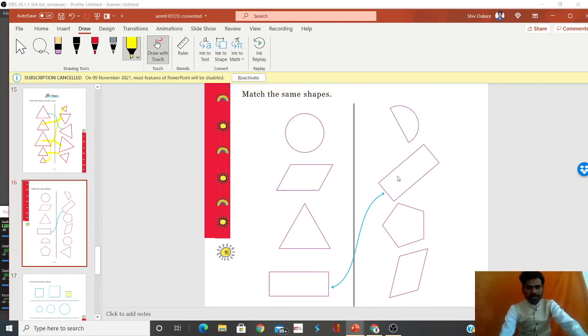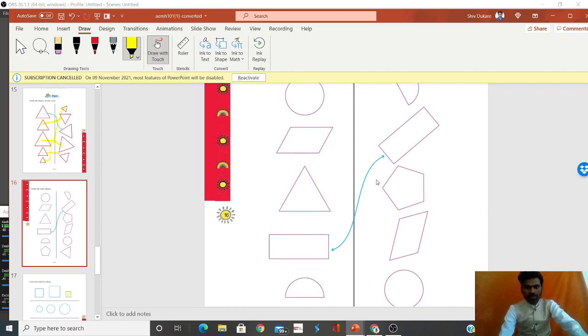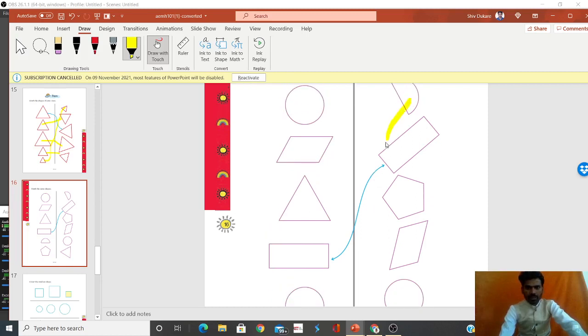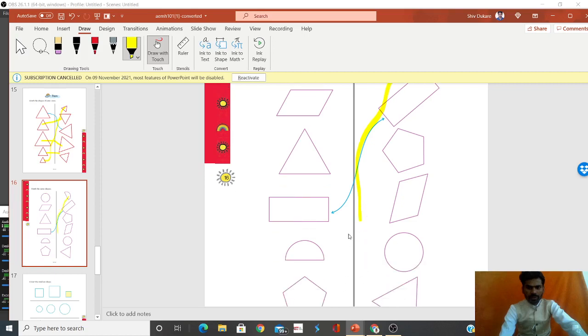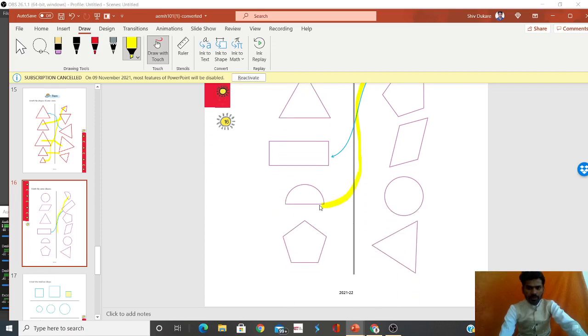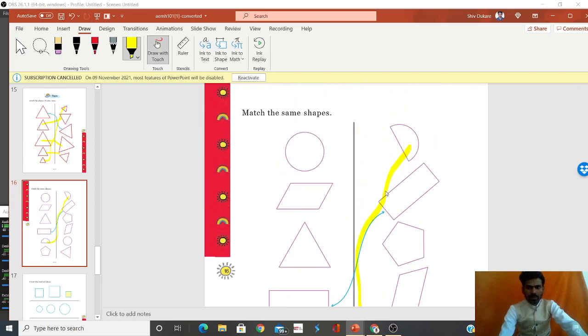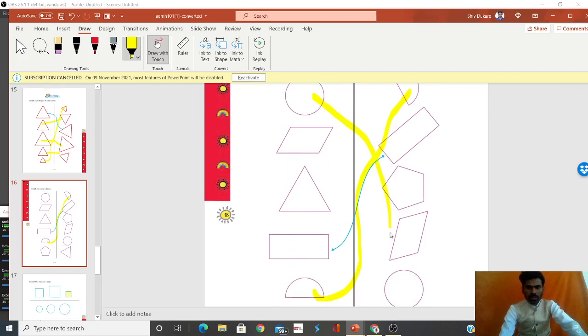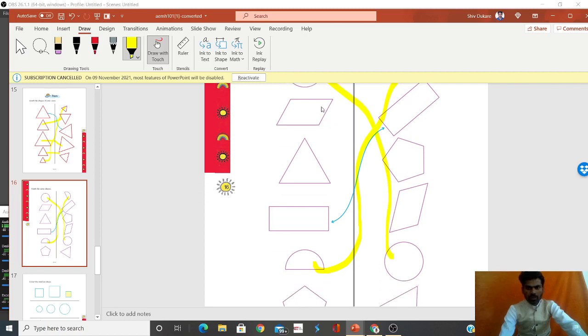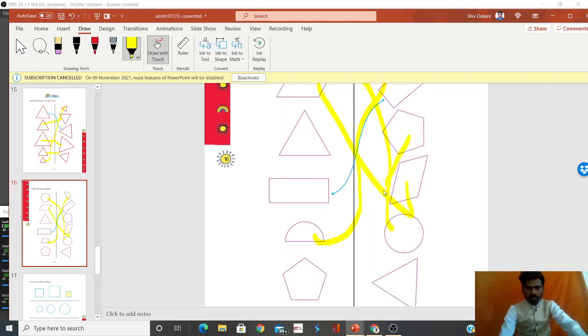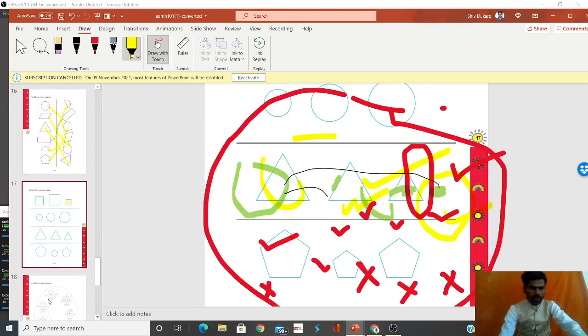Match the same shapes. Which are the same shapes? Here you can see this first one is the same as this second last. This is the same as this. These two are the same. These two are the same. Two triangles are the same. Okay.